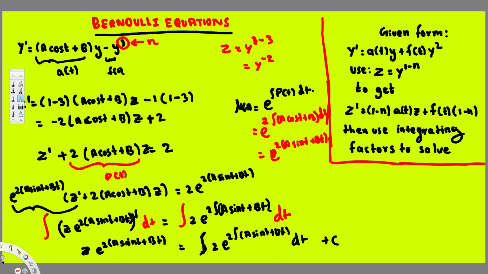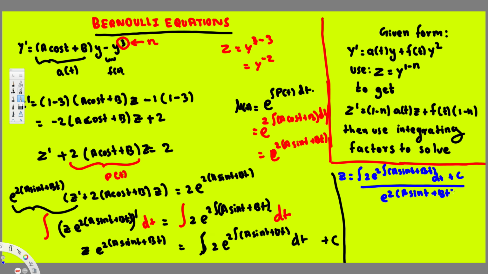Now we have to write this in terms of y, but before we do that, we can move this e power whatever the value we have to this side. Then only we can write this in terms of y. Let's continue that part right here. So z is going to be equal to the integration of 2 e power 2 integration of a sin t plus bt dt, plus constant, over this value, e power 2a sin t plus bt.